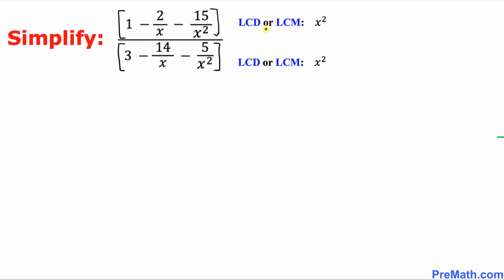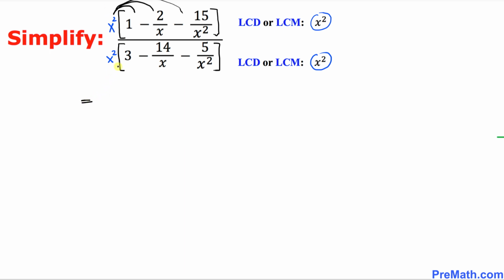Now as we can see, the least common denominators for both top and bottom parts are the same, which are x squared. So that means I am going to multiply this top and bottom by x squared. I'm going to multiply x squared with the top part and x squared with the bottom part as well. Next, I am going to distribute this x squared across the board. Let's see what is going to happen.